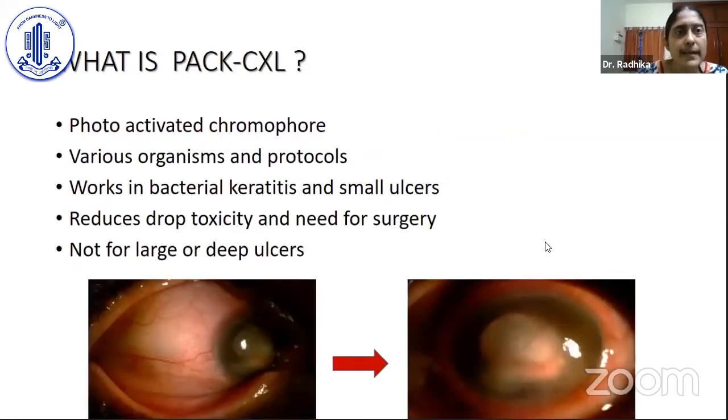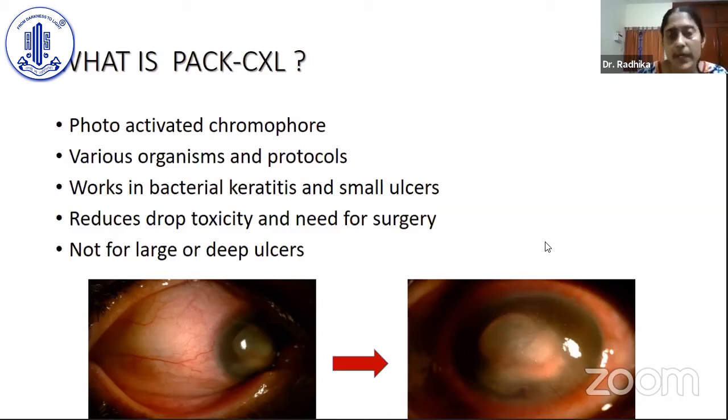So what is PAC-CXL? PAC-CXL is photoactivated chromophore CXL for microbial keratitis. So how different is PAC-CXL from CXL that is done for keratoconus? Well, it is not different at all. The two names have been given for the two procedures in order to avoid scientific confusion due to CXL being used for two widely different entities, namely keratoconus and microbial keratitis.